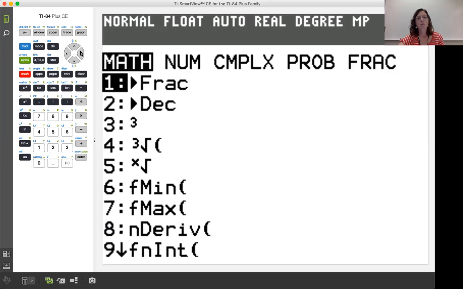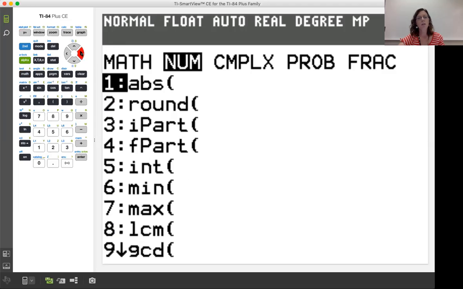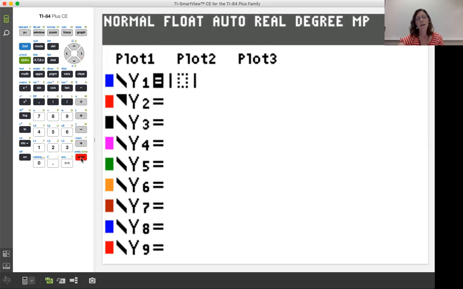And then you need to use the right arrow key, which are those gray circle keys. And I need to highlight number, N-U-M. And here is absolute value, ABS. And if I hit enter, now I have absolute value bars in my calculator.